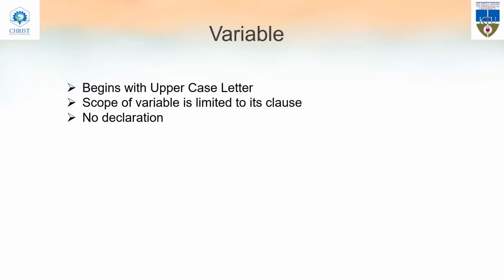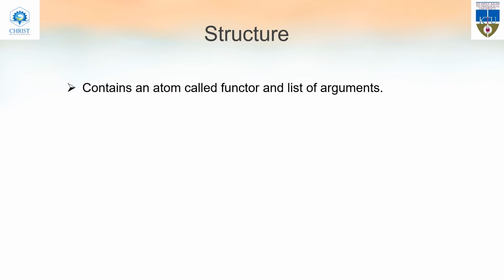Okay. Next one is variable. A variable is a set of characters, but it should begin with an uppercase letter. Okay, and next one is a structure. A structure contains an atom called a functor and a list of arguments. I'll be explaining all this using an example, so no need to worry.